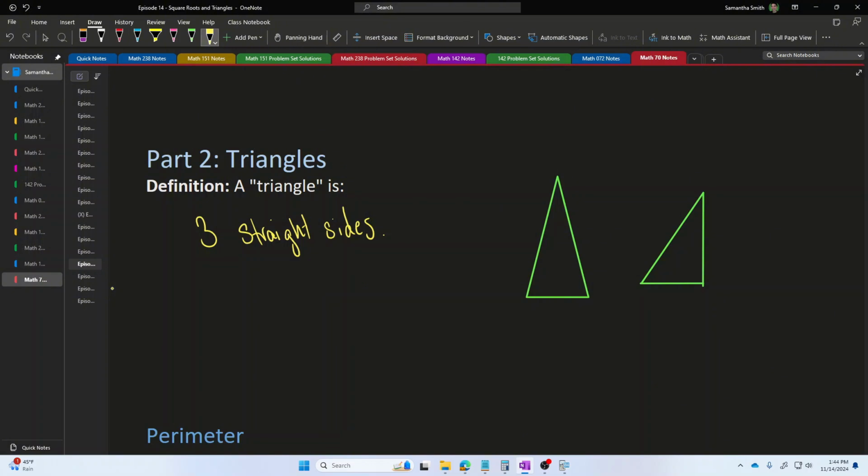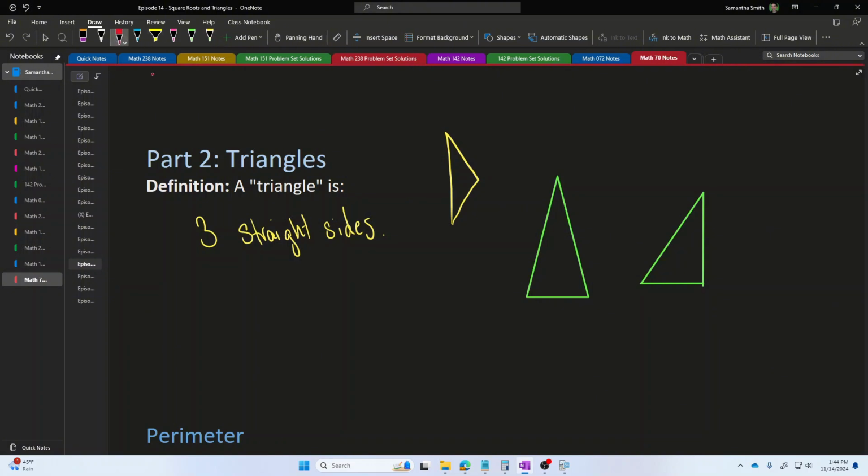Because this is the only requirement, you can get triangles that look all kinds of different ways. Here are two examples of two different triangles, but you can also have a really wide one like this. You can do lots of different things. As long as the object has three straight sides, you are working with a triangle.